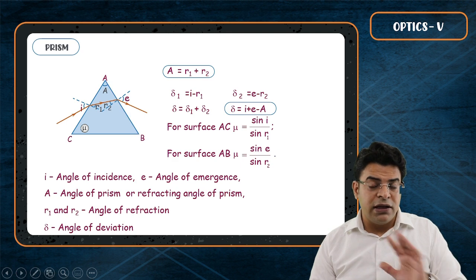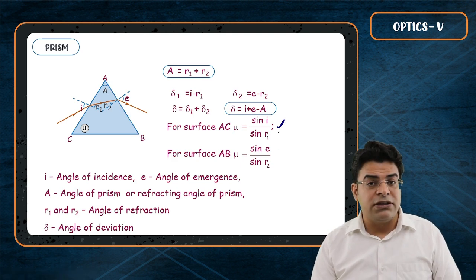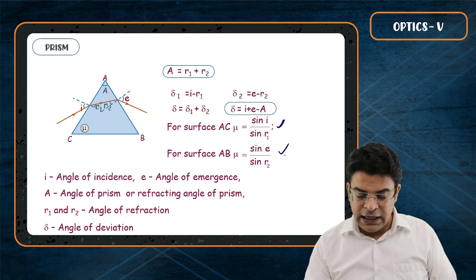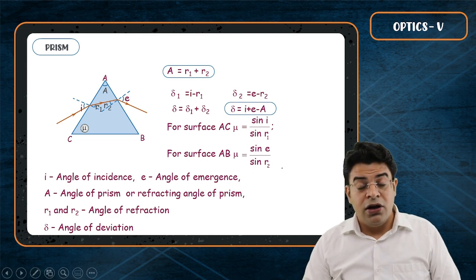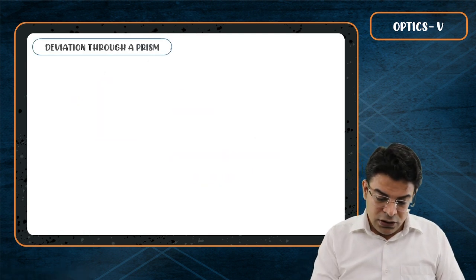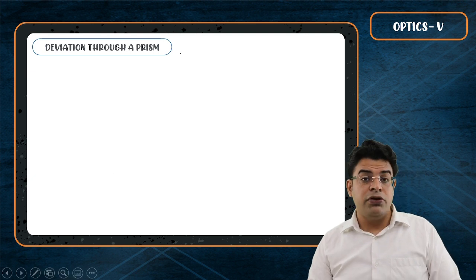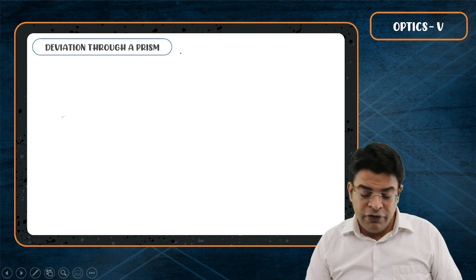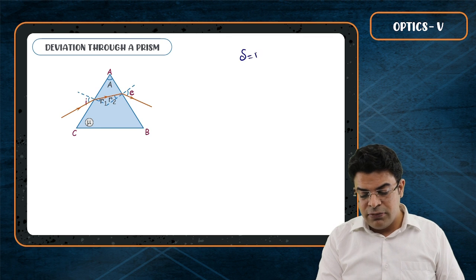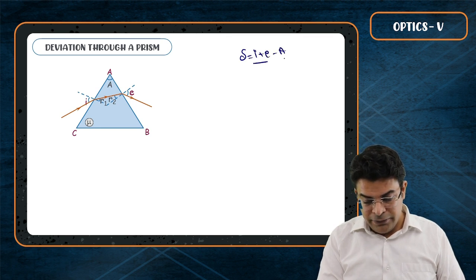So I have done nothing great here. I have just applied Snell's law independently on the first surface and on the second surface. Now let's talk more about the prism. So what is the deviation produced through a prism? We have just learned that the deviation is nothing but I plus E minus A.